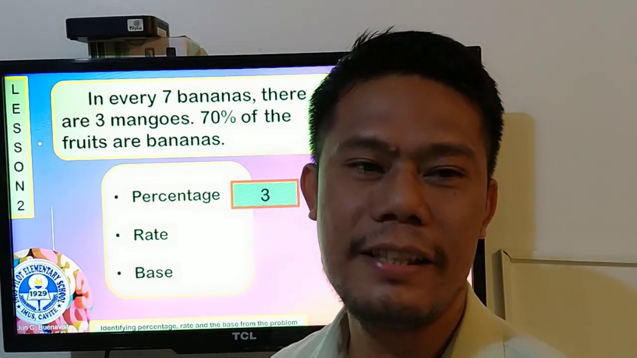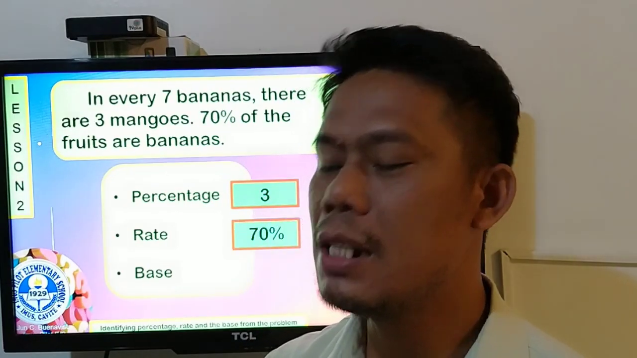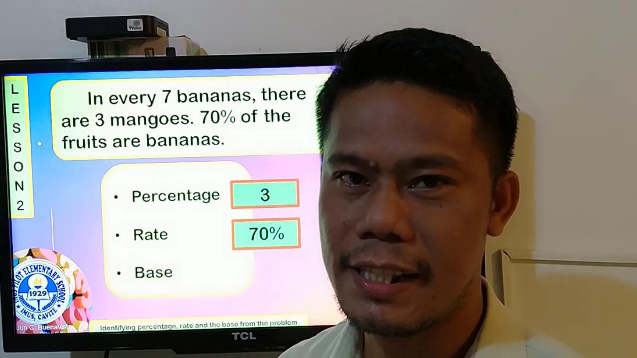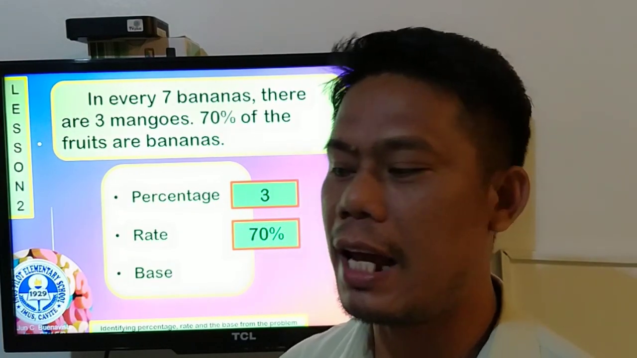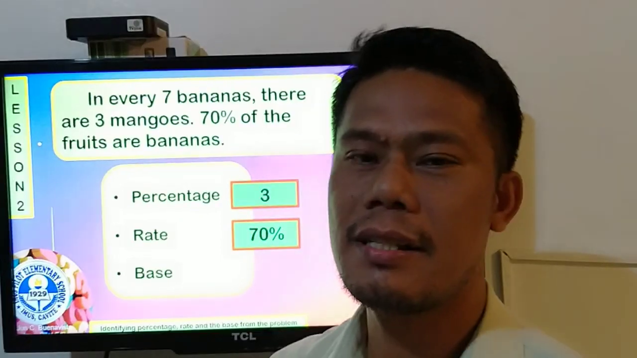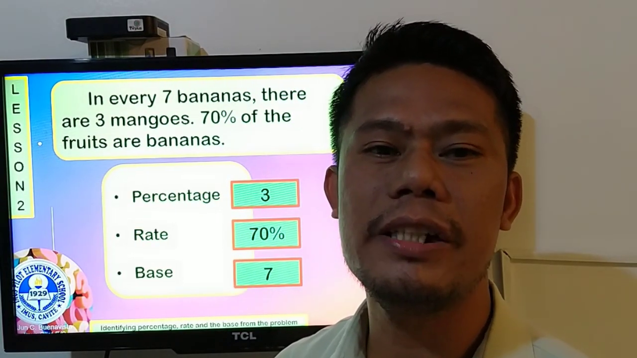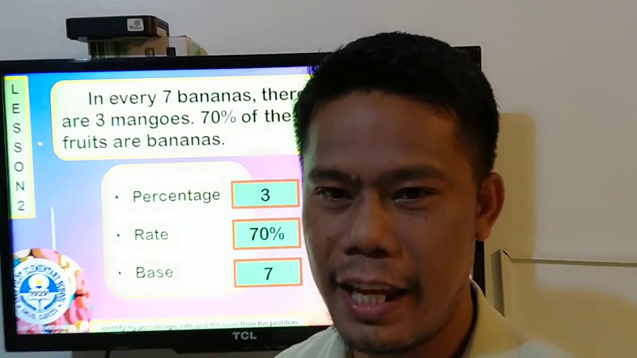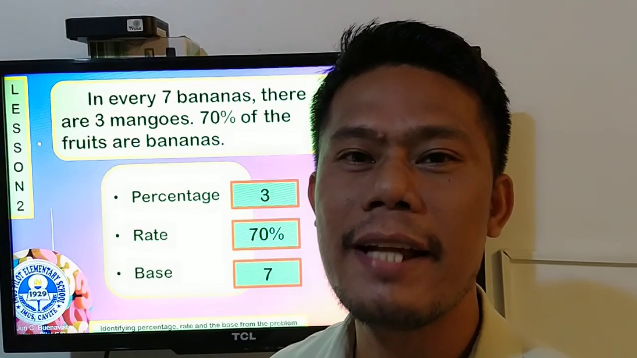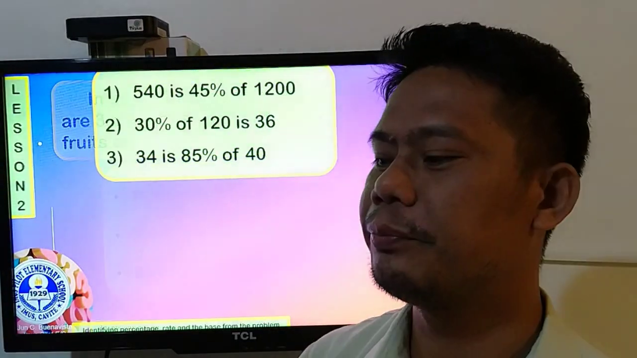How about the rate? 70%, because it has a percent sign. Basta kapag may percent sign, automatic that is rate. And the base is 7. And take note, class, that the base is bigger compared to the percentage. Kasi kabuuan si base.